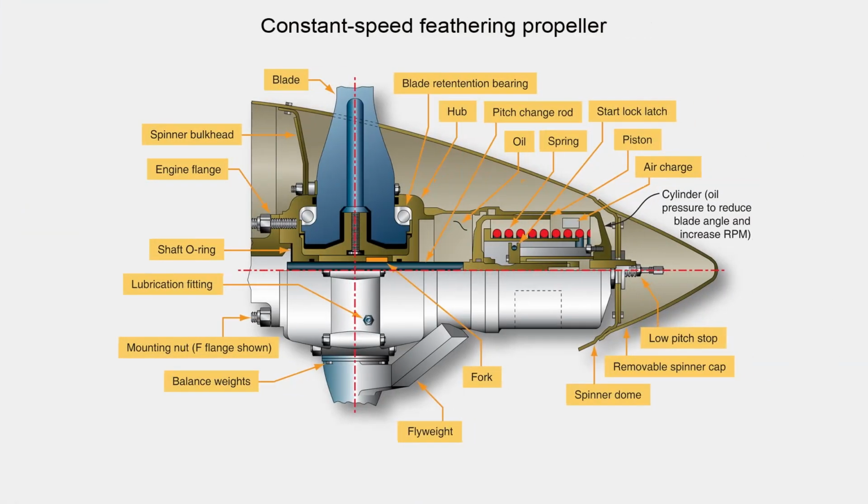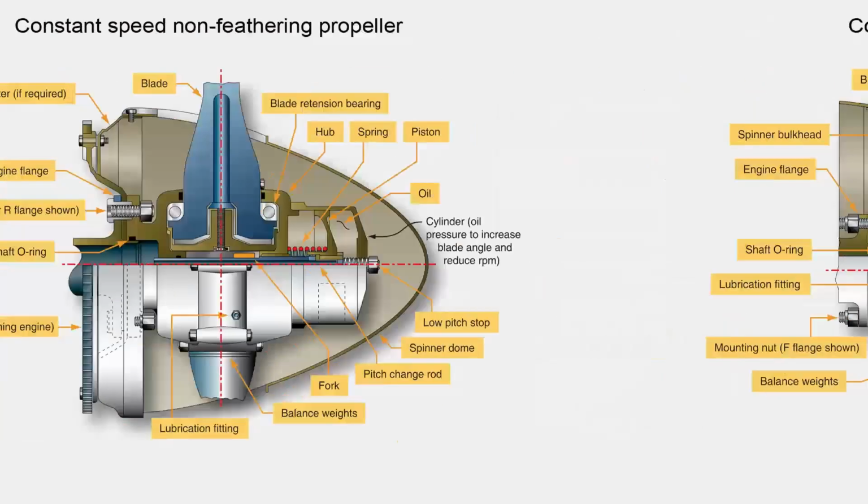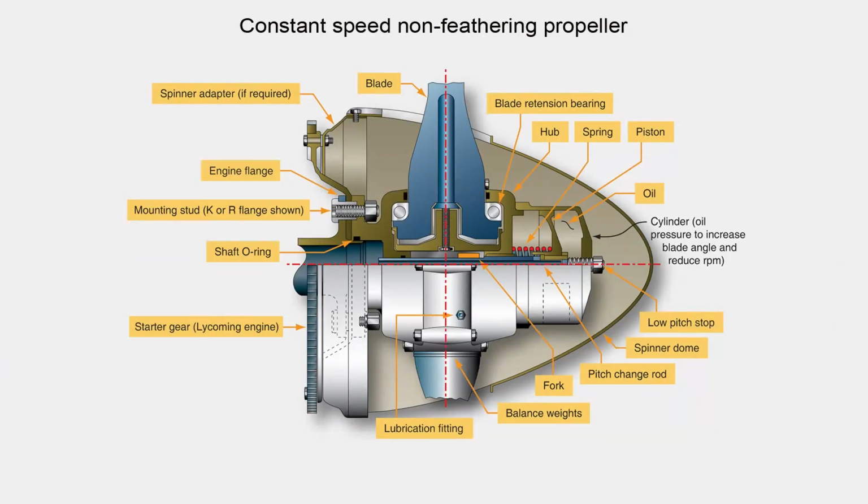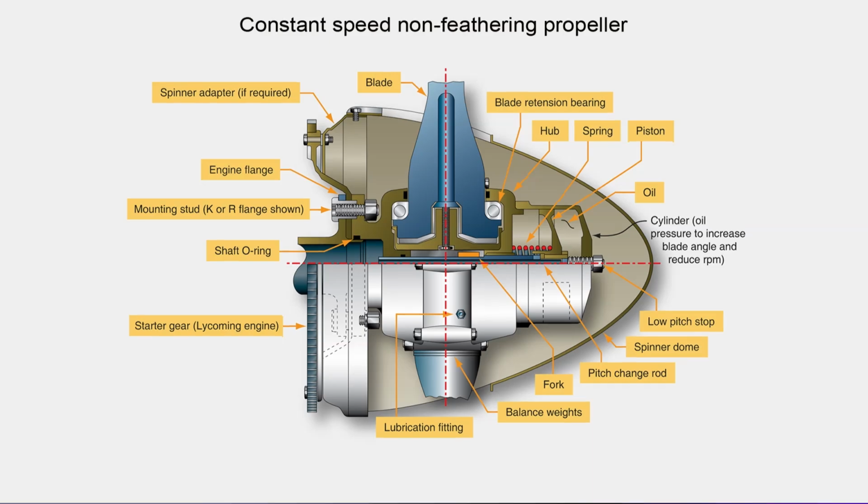In a constant speed propeller system, the governor typically supplies oil to move the blades into a low-pitch position. However, a few non-feathering propeller designs may operate in the opposite direction. The blade angle is controlled by a combination of mechanical, aerodynamic, and hydraulic forces. Let's break down the key ones.